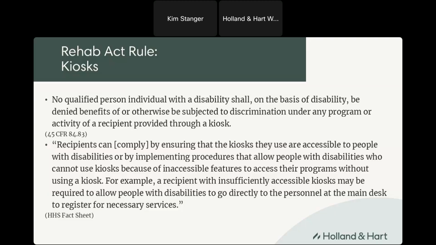You've got to make sure those kiosks are accessible or that they have a means to avoid the kiosk. So you can comply by ensuring that the kiosks you use are accessible to people with disabilities, or by implementing procedures that allow people with disabilities who cannot use kiosks to basically bypass the kiosks and go directly to a person to receive the help that they need.